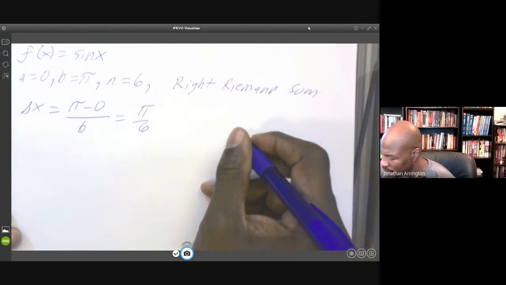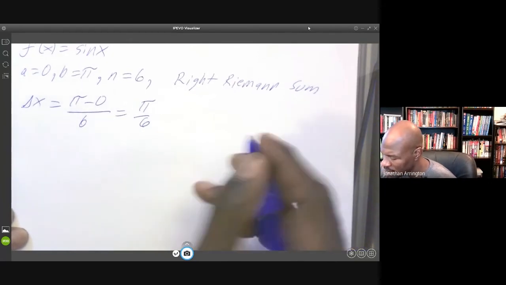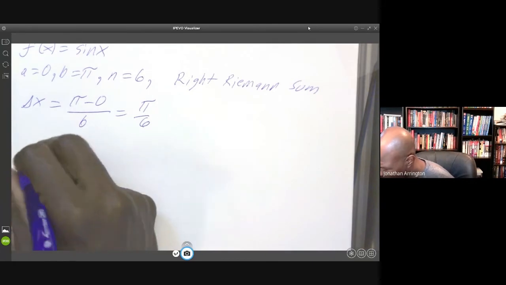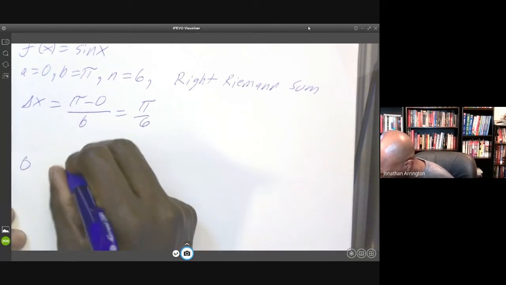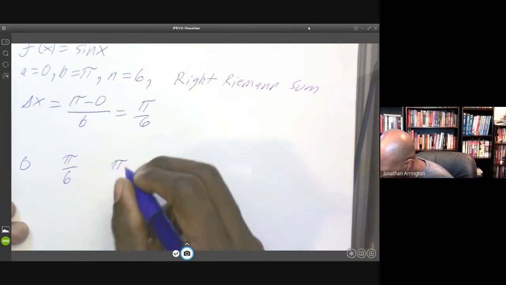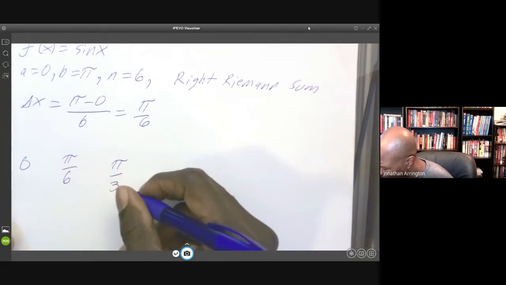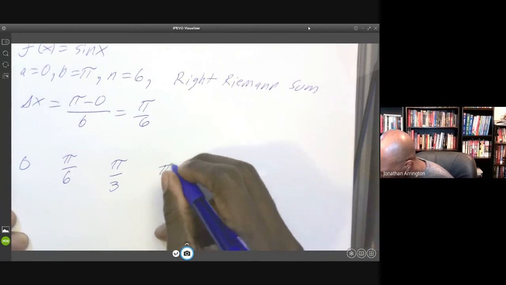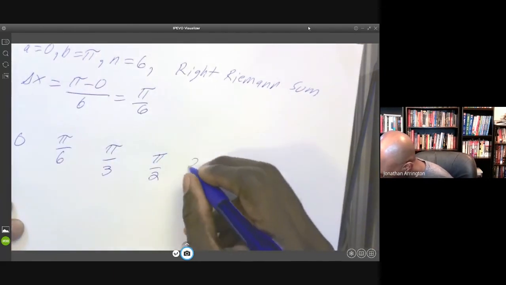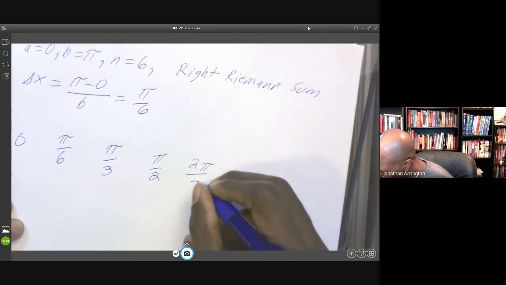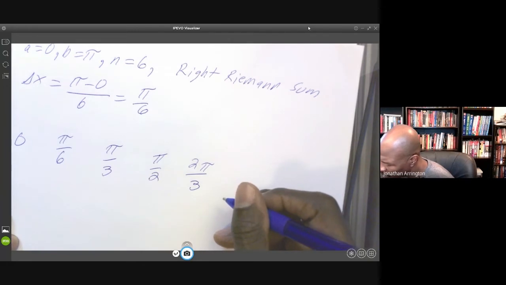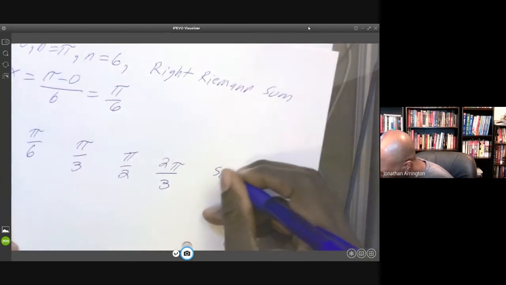Now we'll find the values of our subintervals. We'll start with 0 and just keep adding pi over 6 until we get to b, until we get to pi. So 0 plus pi over 6 would be pi over 6. And then pi over 6 plus pi over 6 will be pi over 3. And then pi over 3 plus pi over 6 will be pi over 2. And then pi over 2 plus pi over 6 would be 2 pi over 3. And then 2 pi over 3 plus pi over 6 would be 5 pi over 6.